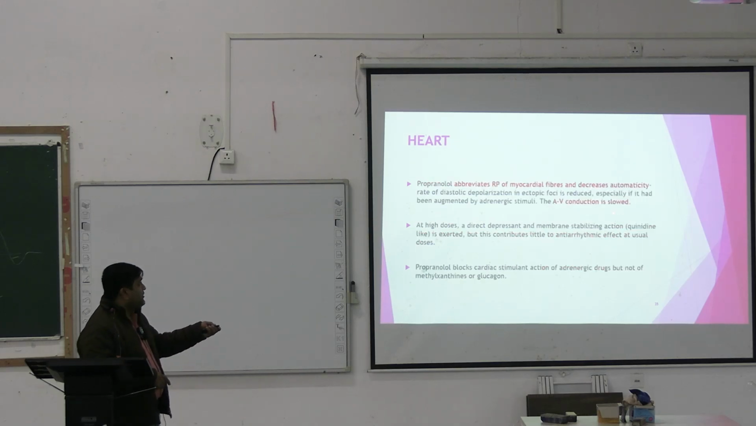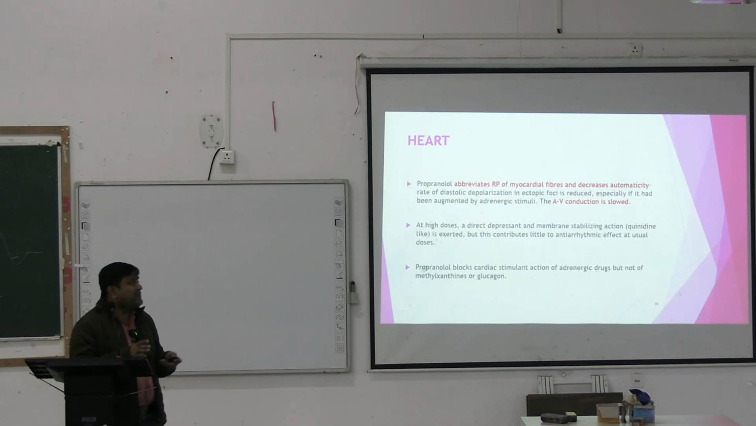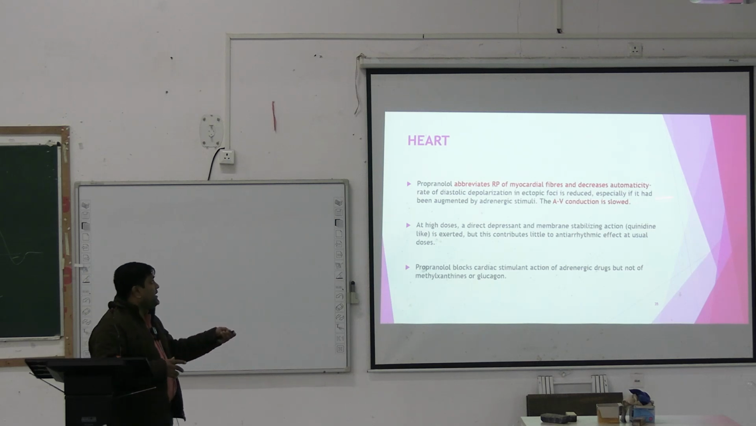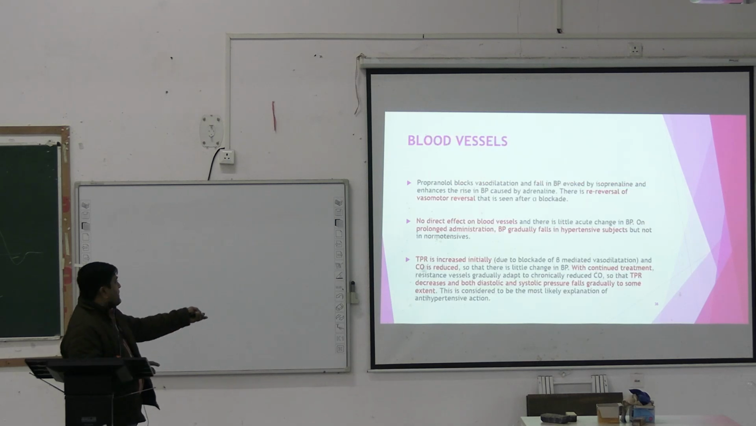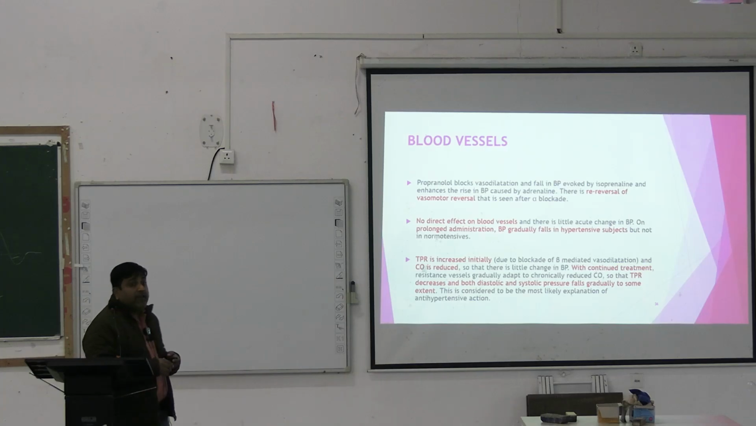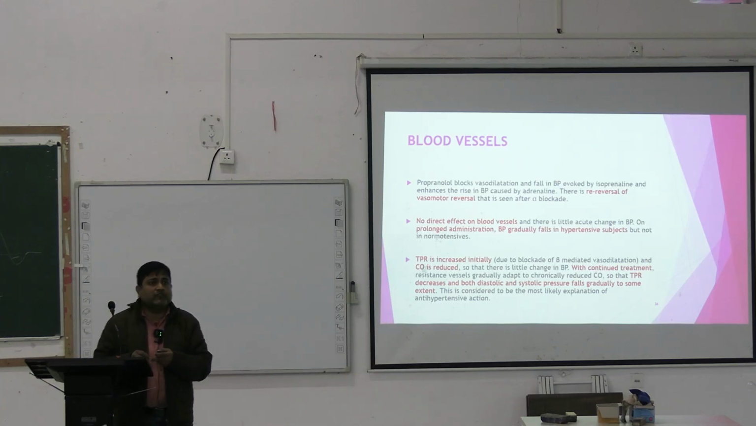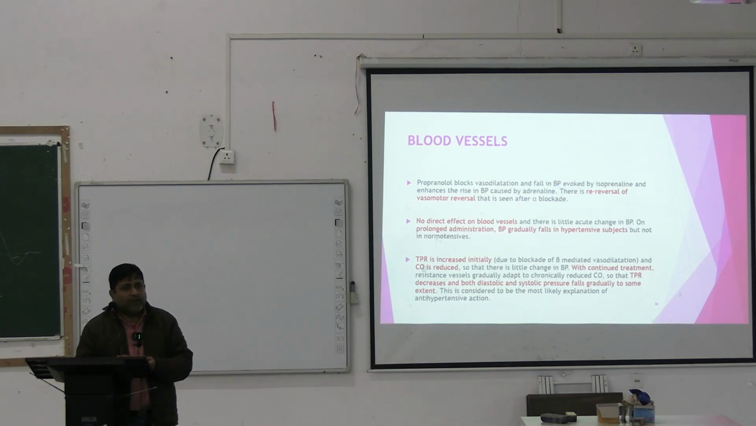AV conduction is slowed in the myocardial fibers. Refractory period is abbreviated, so it decreases automaticity. Now there is reversal of vasomotor reversal of Dale. What does that mean? What was vasomotor reversal of Dale that we did?